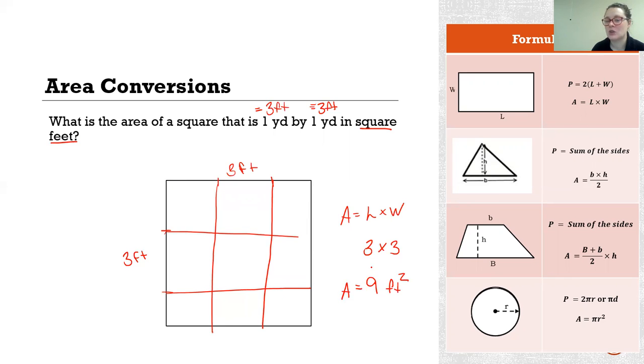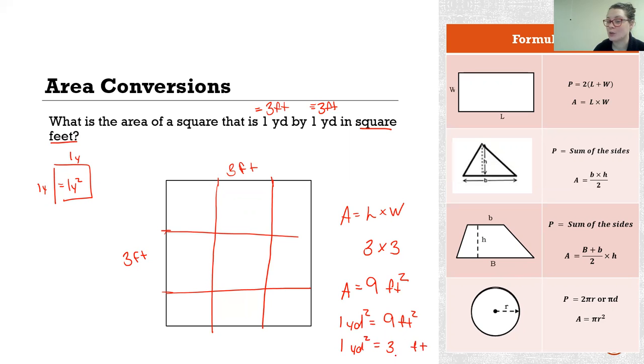Okay, so if we think about a conversion, if the same square was 1 yard by 1 yard, this would be equal to 1 yard squared. This square is the same as 1 square yard. So you will notice that 1 square yard equals 9 square feet. Okay, 1 square yard equals 9 square feet. Now think back to your original conversions. Usually we say, well, 1 yard equals 3 feet.